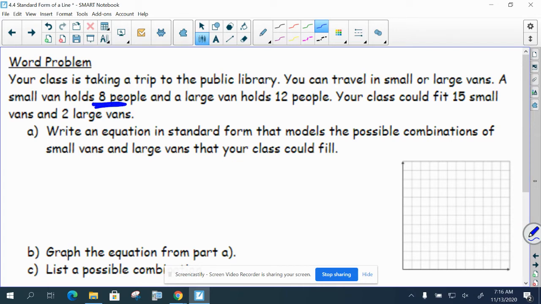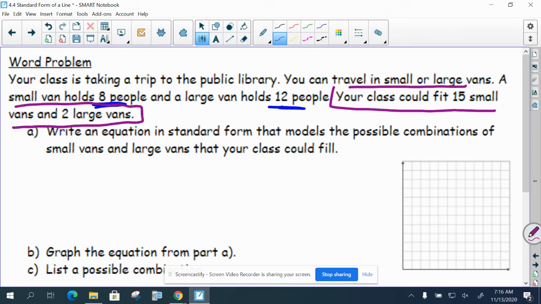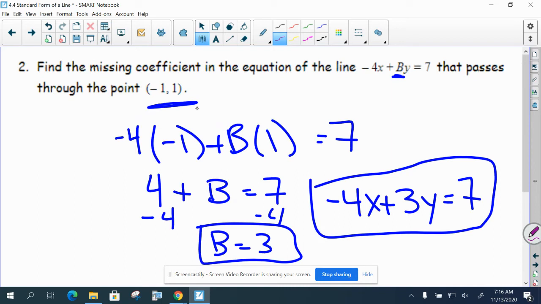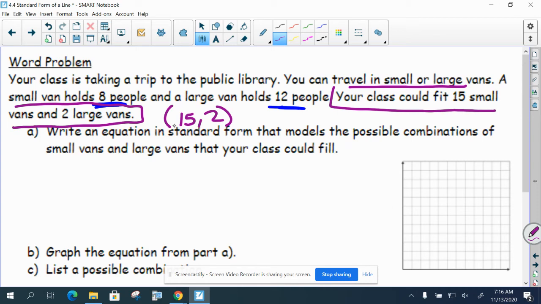So this is like the number of people per van. Your class can fit 15 small vans and 2 large vans. So this right here, x and y represent the number of vans. So this information right here is telling you that one of the points can be 15, 2, 15 small, 2 large. That's one of the possible combinations. So that is going to be important because that's kind of like how they told us here that -1, 1 is one of the points. Then that's going to help us find what's missing.